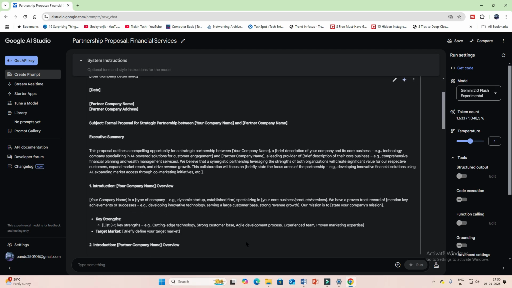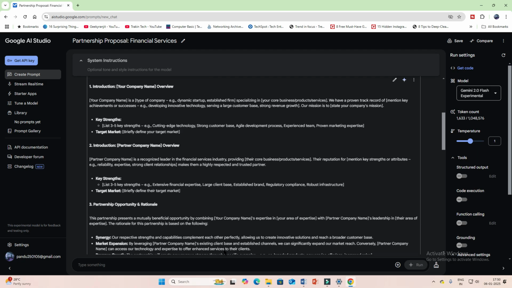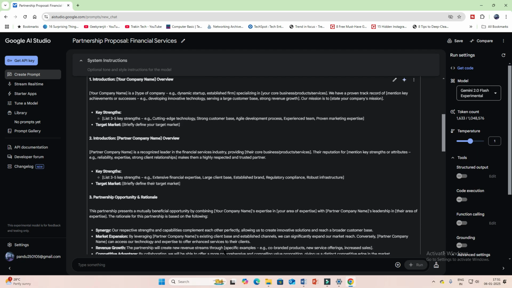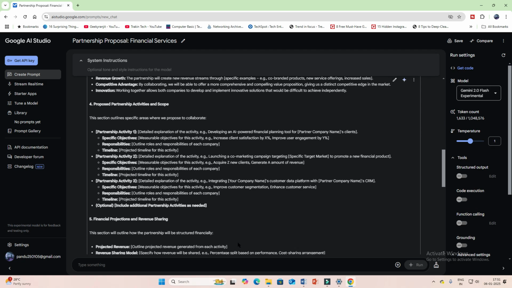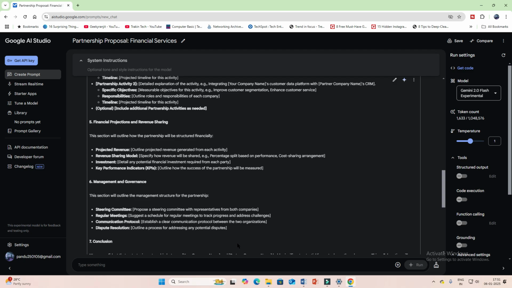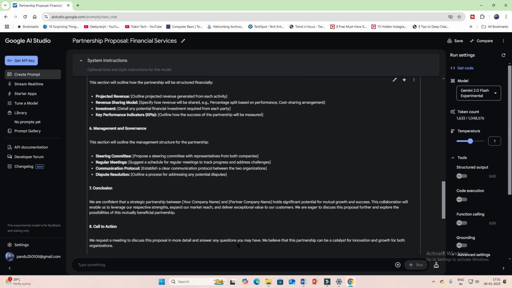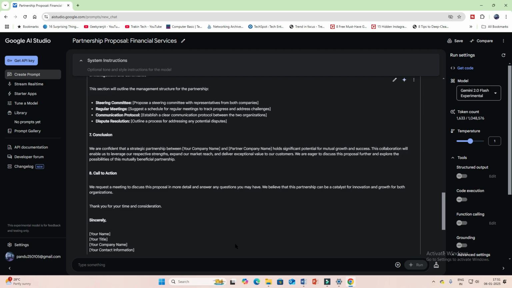After that, the introduction of your company, overview is given, key strengths are given, and introduction of the partner company name, overview is given, key strengths also given, partnership opportunity given, proposed partnership activity scope also given, financial projections and revenue sharing also given, and management and governance also given, the conclusion and call to action also given. After that, thank you for your time and consideration, sincerely, your name, your title, your company name, your contact information.